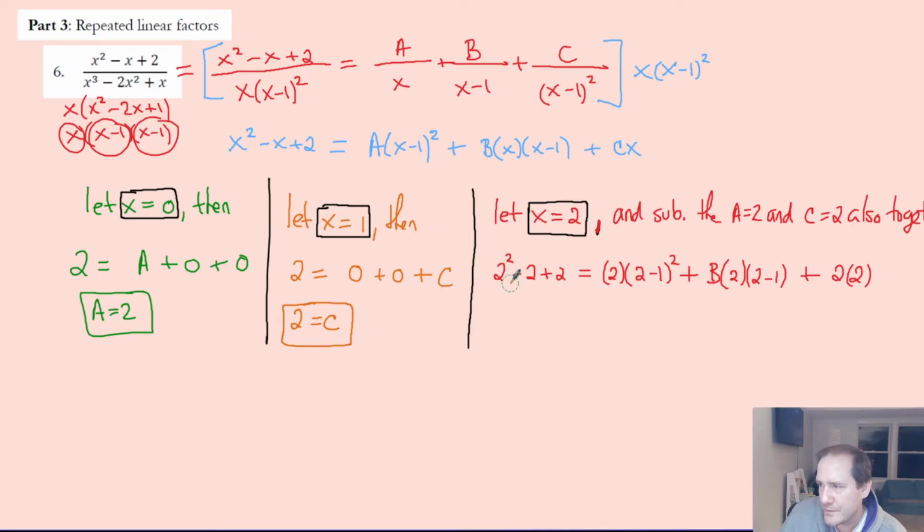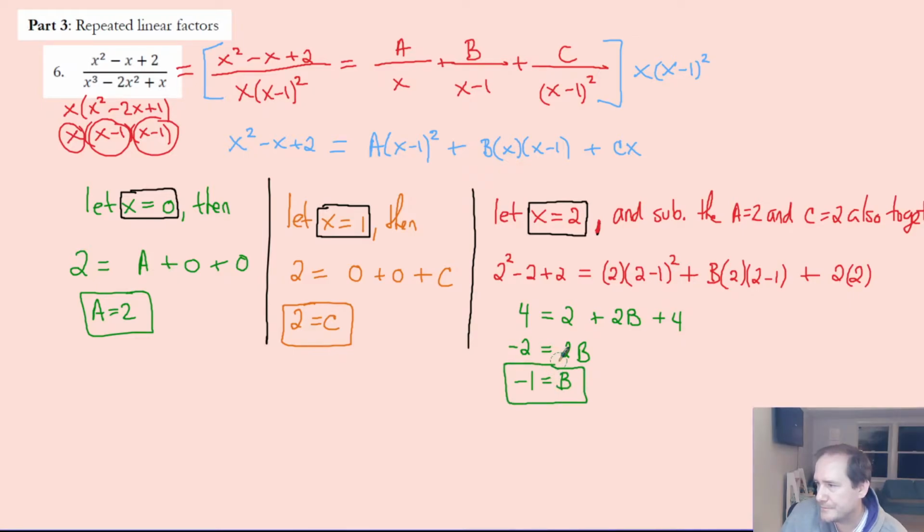This will be 4. Take away 2 is 2, plus 2 is 4. This will be 1 squared is 1 times 2 is 2. This will be 2 times 1 is 2 times b is 2b. And this will be 4. So this looks like a 6 to me. So I'll subtract 6 and I'll get negative 2. And that'll equal 2b. And b will be negative 1.